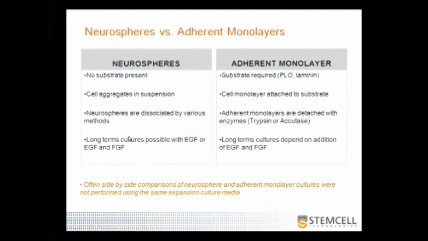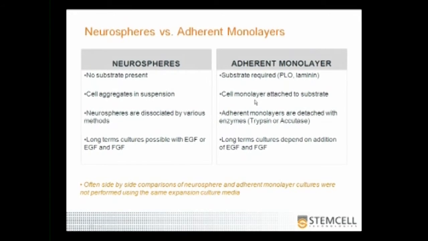The technical features of the Neurosphere and adherent culture systems are outlined in this slide. The Neurosphere culture system does not require a substrate. Adherent cultures require the plates and wells to be pre-coated with PLO or laminin prior to initiating the cultures. This requires some preparation time, and the coated plates are not stable for long periods of time and should be used immediately. Cells form aggregates in suspension in the Neurosphere cultures, while cells attach to the substrate and proliferate in the adherent system.